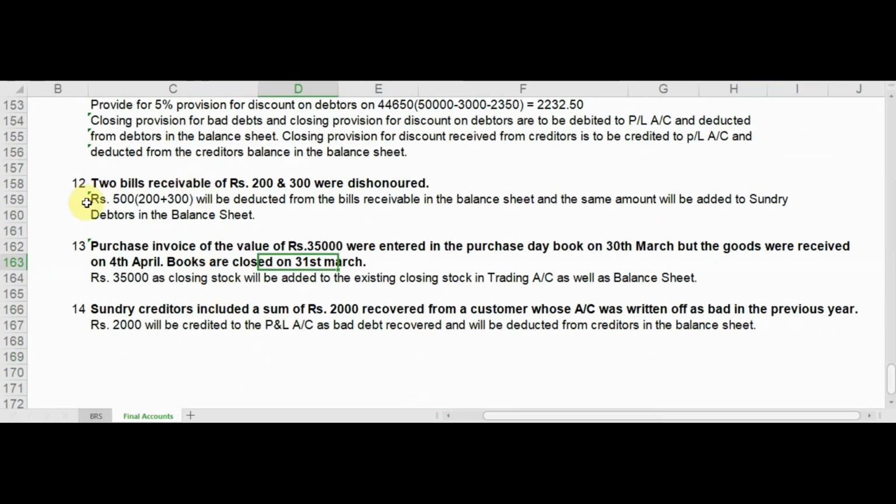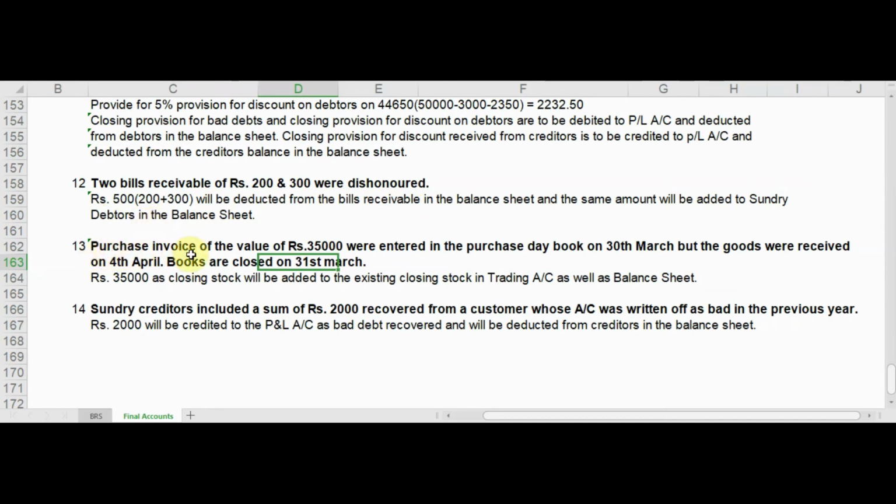Next, two bills receivable of rupees 200 and 300 were dishonored. Rupees 500, that is 200 plus 300, will be deducted from the bills receivable in the balance sheet, and the same amount will be added to the sundry debtors in the balance sheet because the bills receivable were dishonored, and as those are dishonored, it will be deducted from the bills receivable amount and added back to the sundry debtors in the balance sheet.